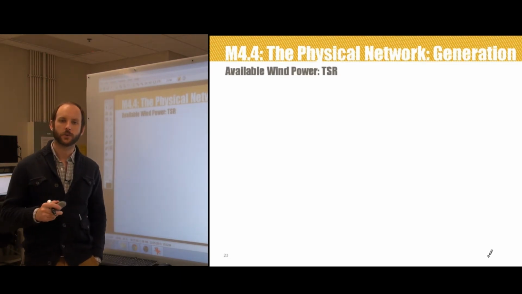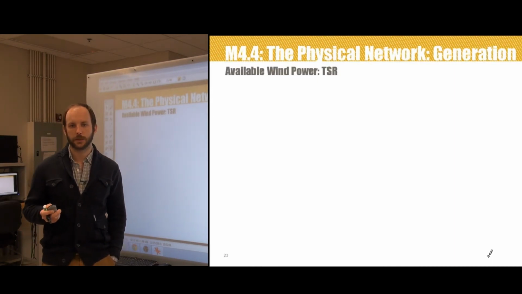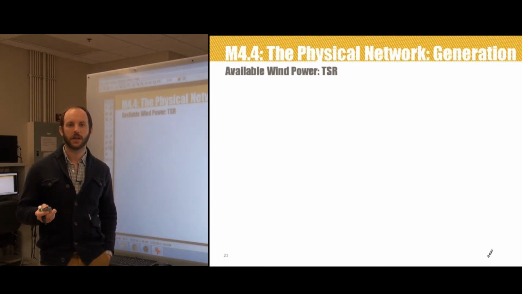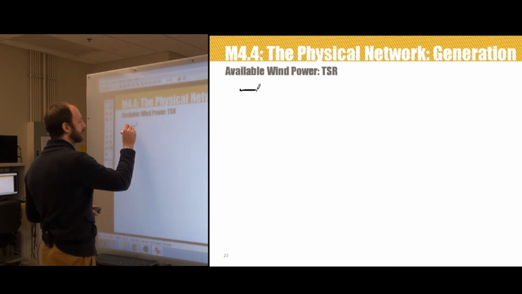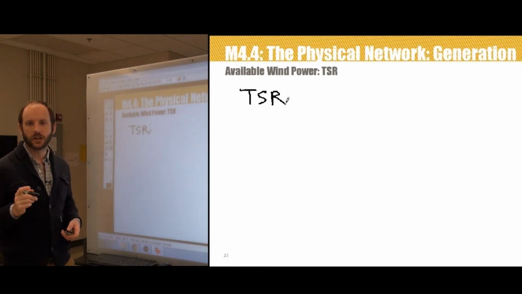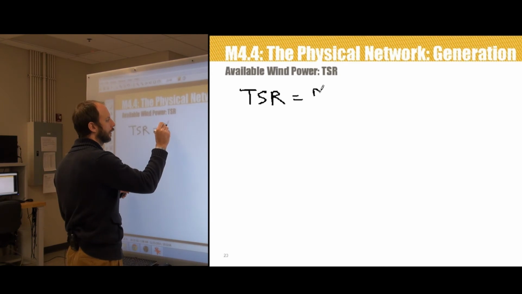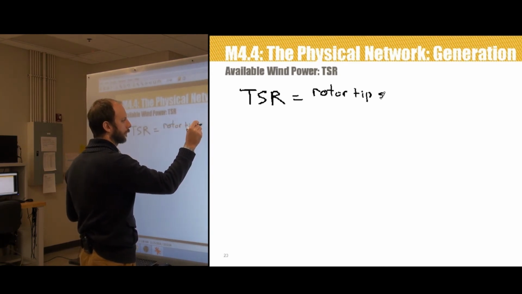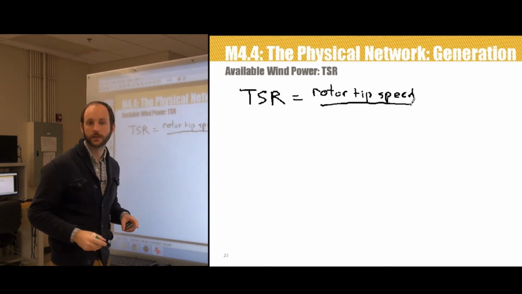To quantify this, rotor efficiency is calculated as a function of what's called the rotor tip speed ratio, or TSR, which is the speed at which the outer tip of the blade is moving divided by the wind speed. So we have a formula for TSR, again the tip speed ratio, and that's equal to rotor tip speed divided by wind speed.